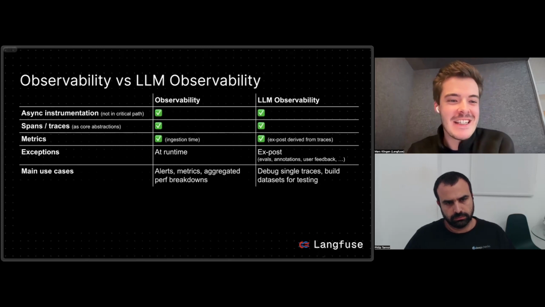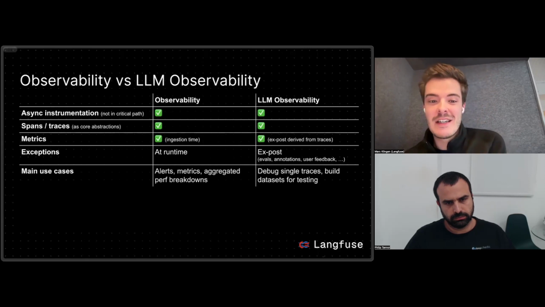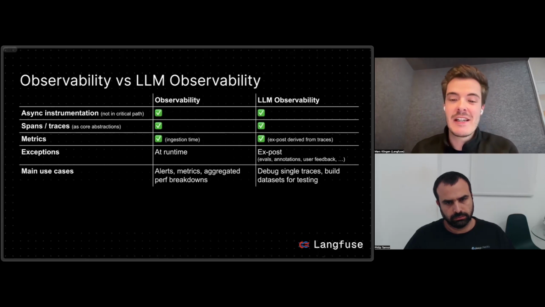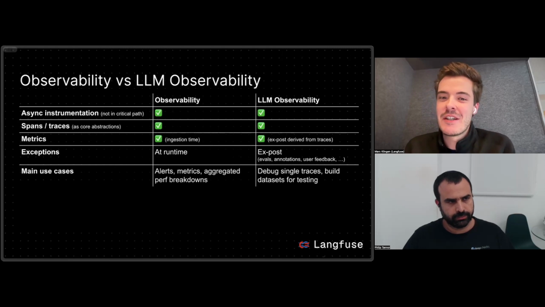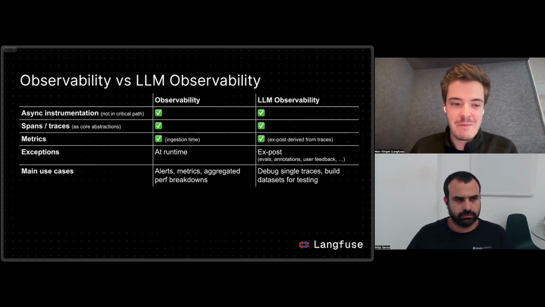Then the main use case. In observability, usually it's a lot about alerts, metrics, and aggregated performance breakdowns, to really understand how your application is doing in production. And in LLM observability, it's more about debugging single traces, building datasets for testing, understanding patterns and use cases, to really understand how your application is used. I think the usage patterns are way more similar to an Amplitude or a Mixpanel, but for the LLM backend, than to how users would usually use observability tooling.